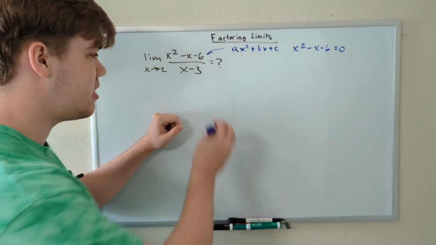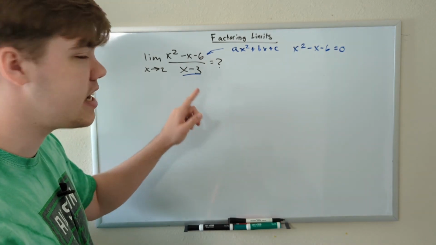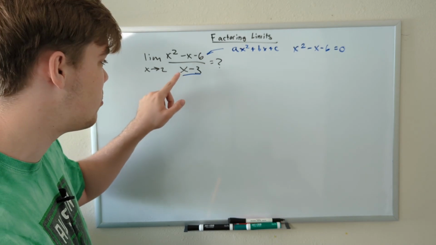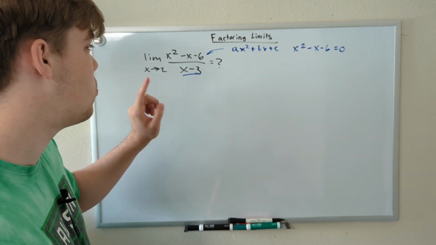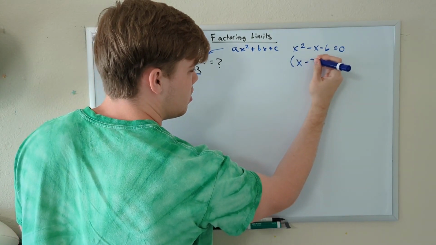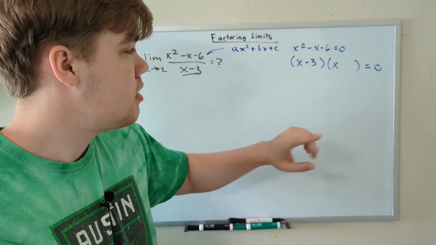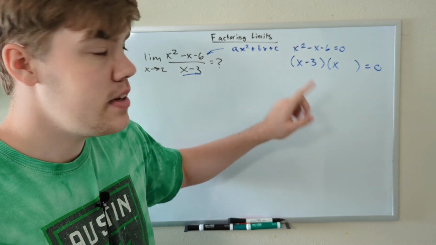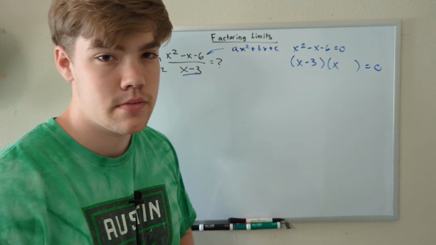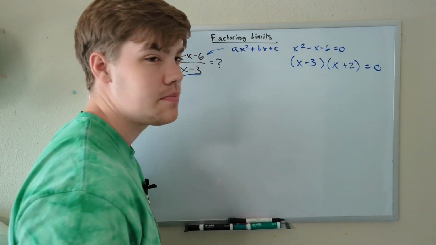Well, one of our factors is just going to be this bottom function. The idea with factoring for limits is that we can cancel something out. And in this case, with division, we're probably going to want to cancel out whatever is on bottom. So we know that one of our factors is x minus 3. So what would our other factor be? What other number, along with negative 3, could be used to add up to equal negative 1 and multiply to be negative 6? If you said positive 2, you are correct.